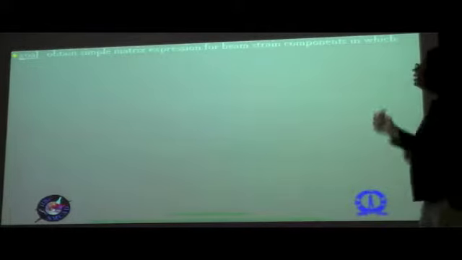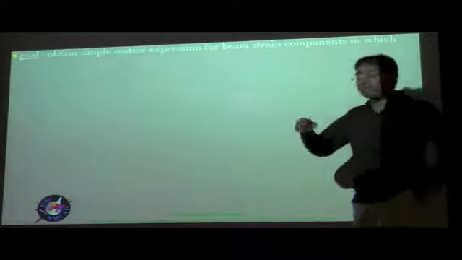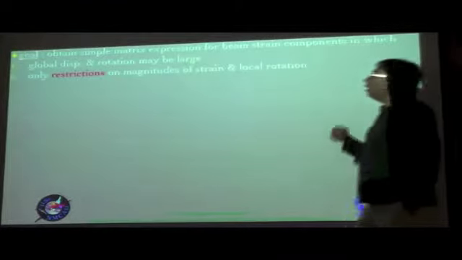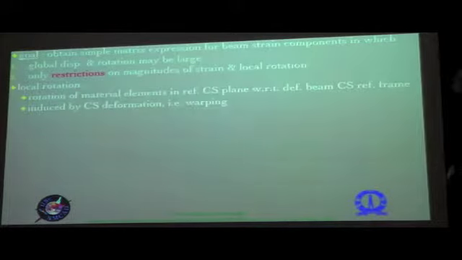So the goal that we want to achieve by applying the so-called decompositions that we talked about in the previous slide is to obtain simple matrix expressions for the beam strain components. Eventually we want to derive the expressions for the 3D strains at any material point, and in doing that we will utilize those decompositions. The global displacement and rotation may be large, and the only restrictions are on the magnitude of the strain and therefore on the warping and therefore on the local rotation.